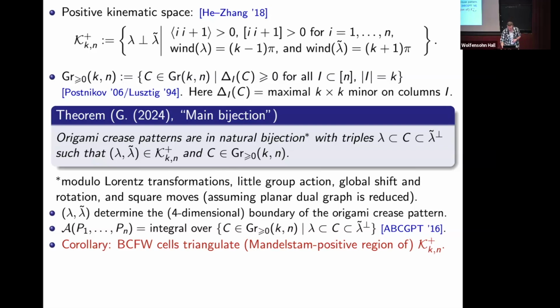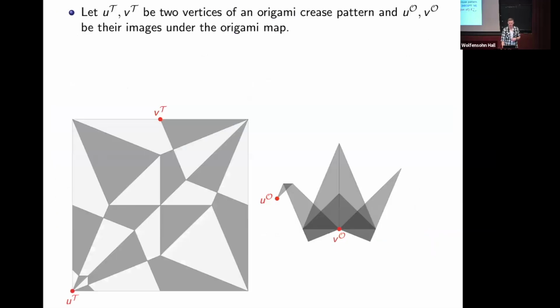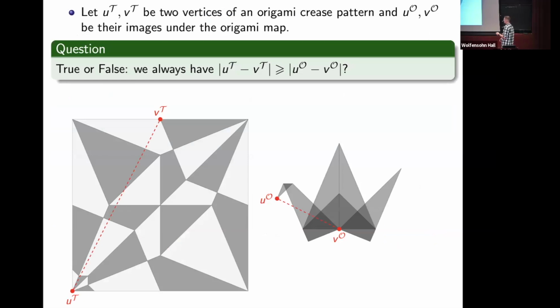All right. So let me try to explain the BCFW stuff in a bit more detail. First of all, here's a simple question about origami for the people that have some experience with origami. Let's say you take a piece of paper like this, and you pick two vertices, maybe on the boundary. So you pick two boundary vertices, U and V, and then you fold the paper, so you get this little bird. And I'm going to measure the distance between the original two points, and the question is: is it always going to be bigger than or equal to the distance between the origami folded points?